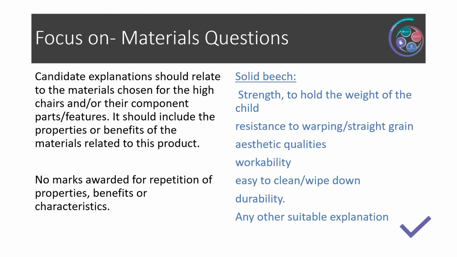For solid beech, you would have been given marks for saying any of the following things. That solid beech is strong and will be able to hold the weight of a child. Strong on its own would not get marked. Solid beech is resistant to warping or has a straight grain. This means it would last a long time.